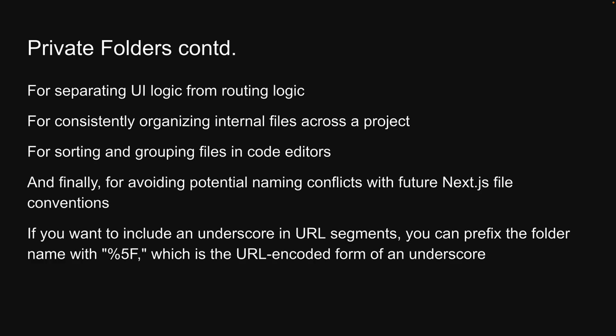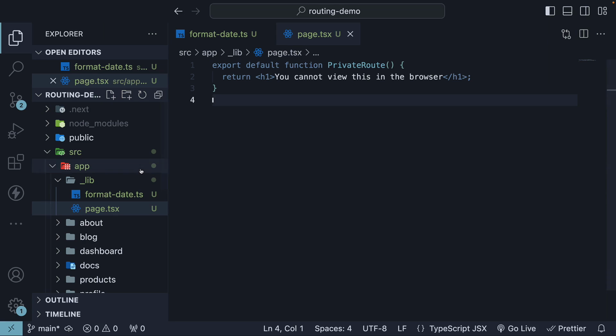On a side note, if you want to include an underscore in URL segments, you can prefix the folder name with %5f, which is the URL encoded form of an underscore. Feel free to replace underscore with %5f for the lib folder, and let me know in the comment section if you can view page.tsx in the browser.